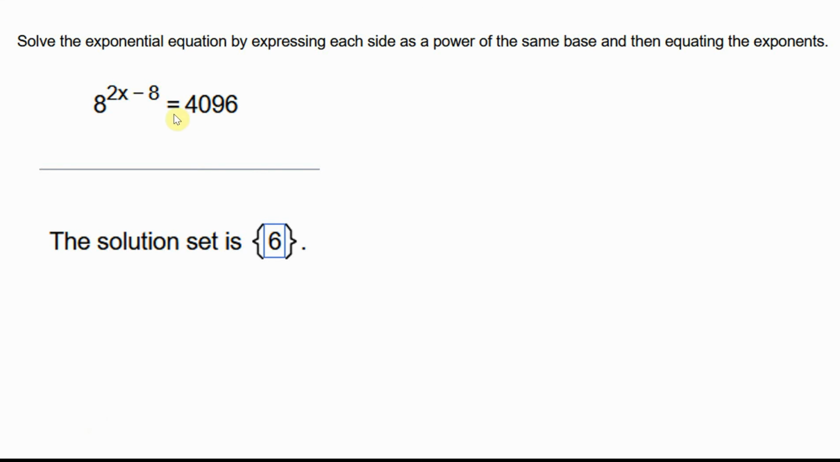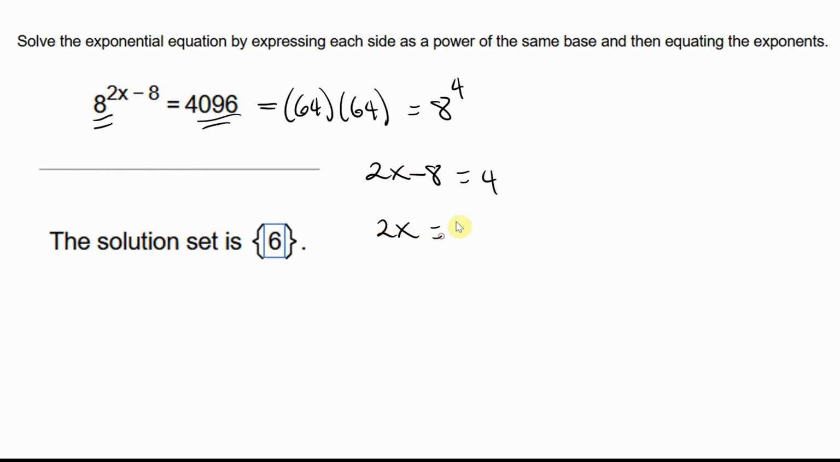We got to find a common base. So take that 4,096 and just divide it by 8 and see what you get, and then see if you can keep on dividing by 8. And what you end up with, you notice that this is 64 times 64. Well, 64 is 8 times 8, so this is 8 to the 4th. So we have the bases the same. That means the exponents I can set to be equal. So we get 2x here is equal to 12. X is equal to 6.